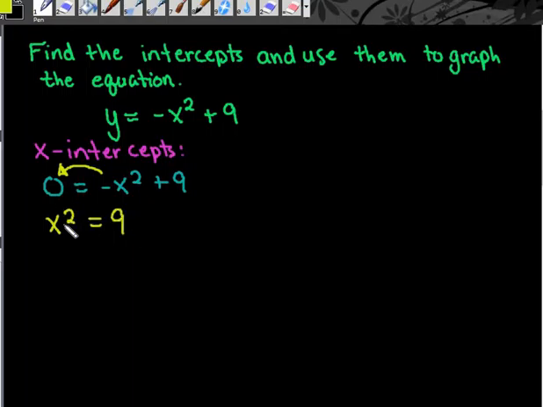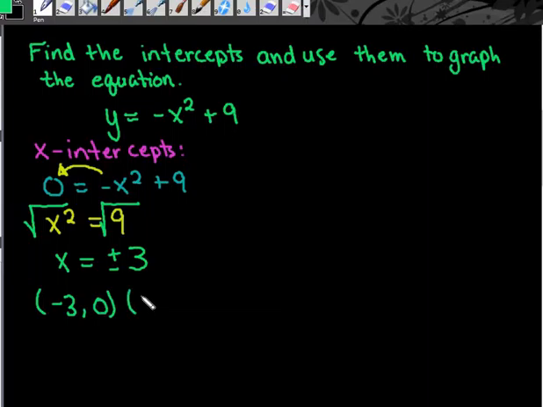And for this particular case, since we have a quadratic, it's telling us that we have two solutions, or it's going to cross in two places. So we have to find both the positive and negative roots, the positive and negative numbers that when I square them give me 9. So the square root of 9 is both positive or negative 3. So our x-intercepts end up crossing at negative 3, 0 and positive 3, 0.